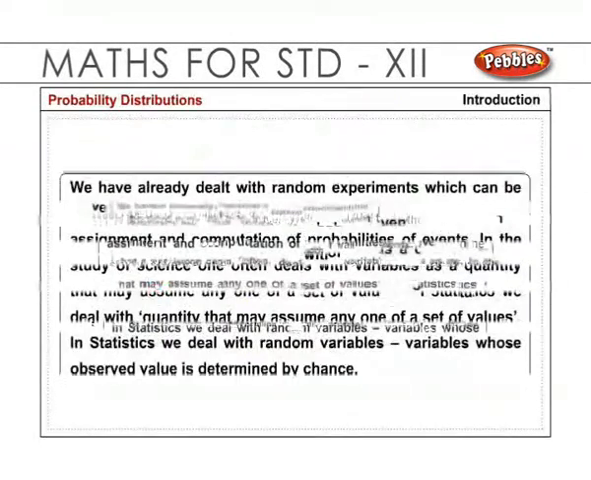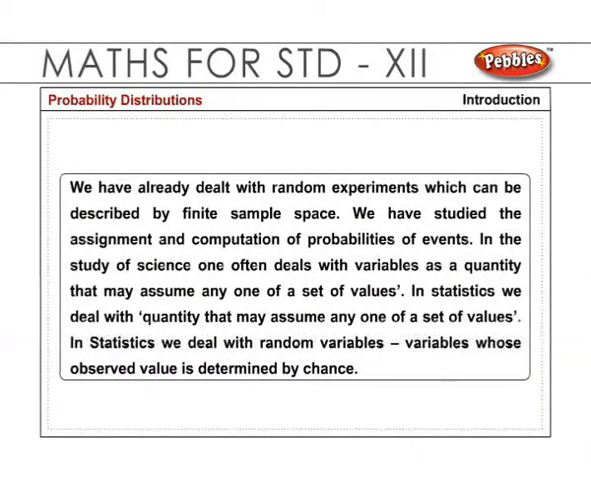We have already dealt with random experiments which can be described by a finite sample space. We have studied the algebra and computation of probabilities of events. In the study of science, one often deals with variables, a quantity that may assume any one of a set of values. In statistics, we deal with random variables whose observed value is determined by chance.